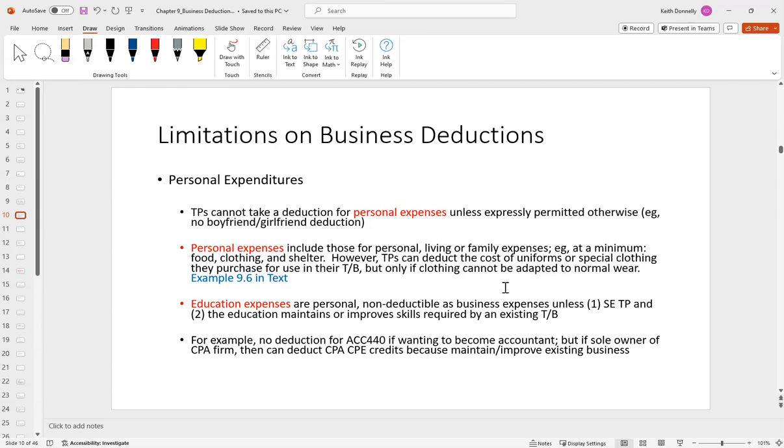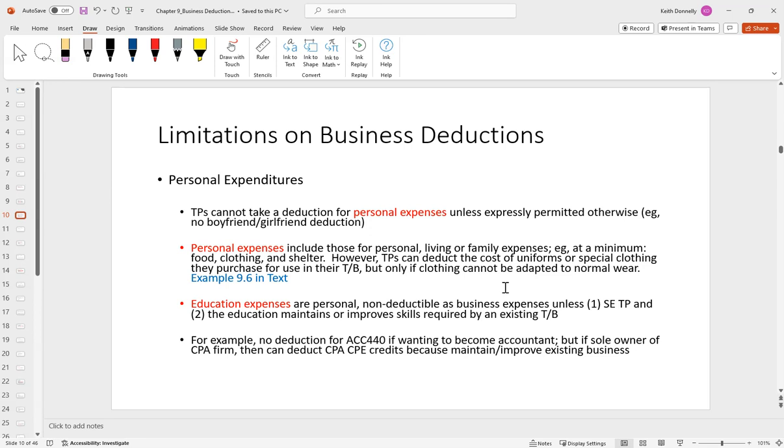Okay, next one, personal expenditures. These are generally not going to be deductible, right? So clothes you buy in your everyday life, your personal use vehicle, right? Your boyfriend, your girlfriend, right? Like you have an expensive boyfriend or girlfriend, you're taking them on a date, you don't get any deductions for that. It's only things that are related to a business, right?